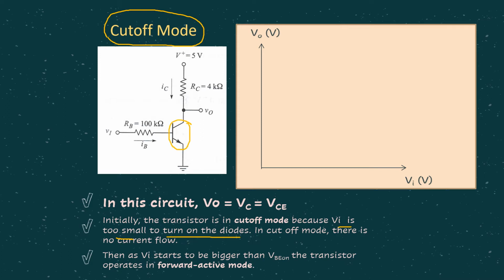At this time, the current at the base is zero. Then obviously IC should also be zero, because IC equals beta IB. Since IB is zero, IC will also be zero. Because of that, there is no voltage drop across RC, meaning under this cut-off mode, V0 would be equal to 5 volts. So our voltage transfer curve can be represented by a horizontal line like this with a value of 5 volts.